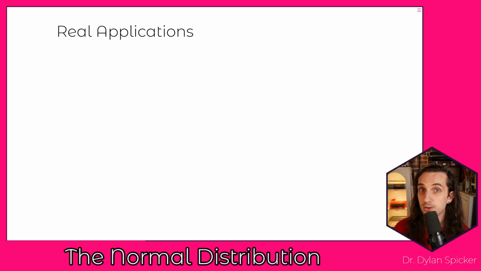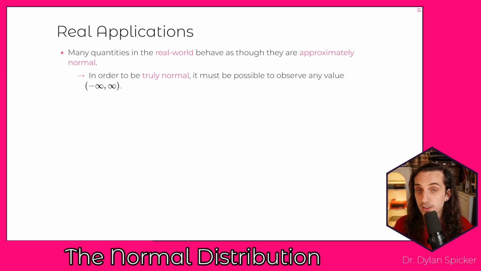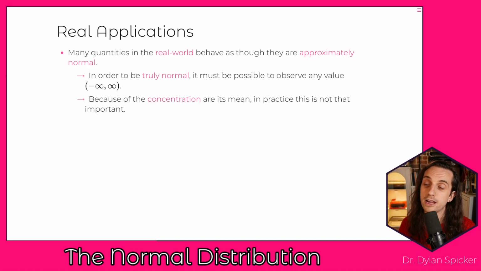So why do we think about the normal distribution so much? Well, there's a ton of real-world applications that are going to show up as being approximately normally distributed. So many quantities in the real world act as though they're approximately normal. In order for them to be truly normal, it must be possible to observe any value between negative infinity and positive infinity. The normal distribution is defined across the entire real line. However, if we ignore the firm normality and we just think about approximate normality, then many quantities start to fit the picture better. So because we have that concentration around the mean, in practice, being defined on the real line is not that important.